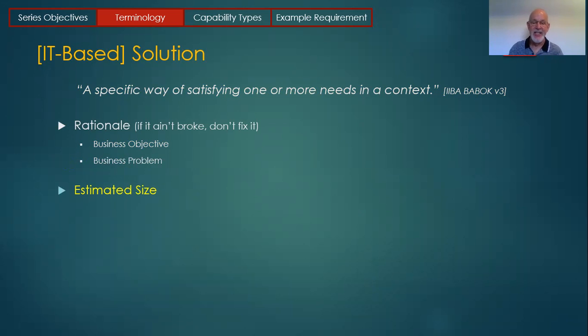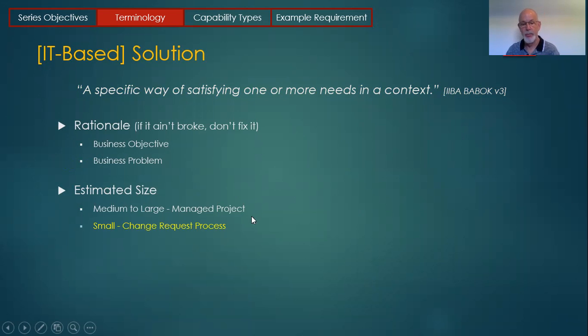There will be different sizes of objectives and problems. Some are medium to large. When they are, there's a lot of money involved. So this is where we would have a managed project. If it's a small change, you just need one additional report. You need a couple of extra fields on a screen. Typically, a shop will have a change management process. So it's still part of an IT-based solution, but you don't have a managed project.